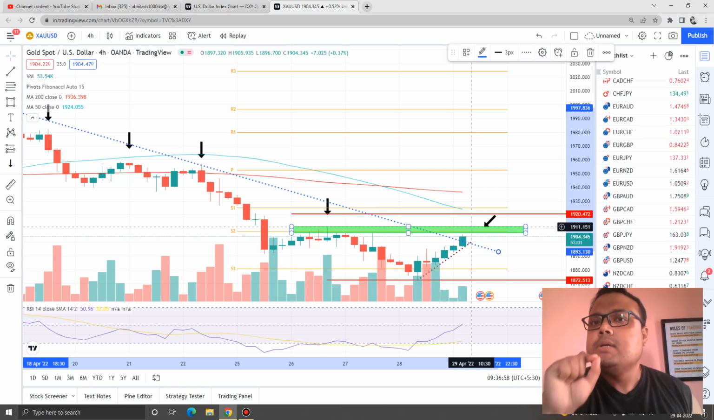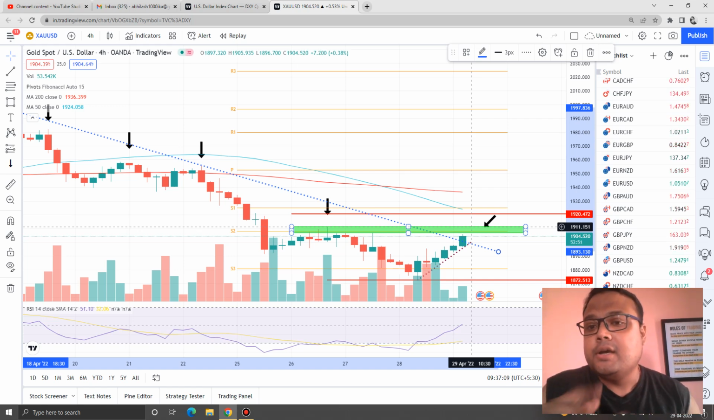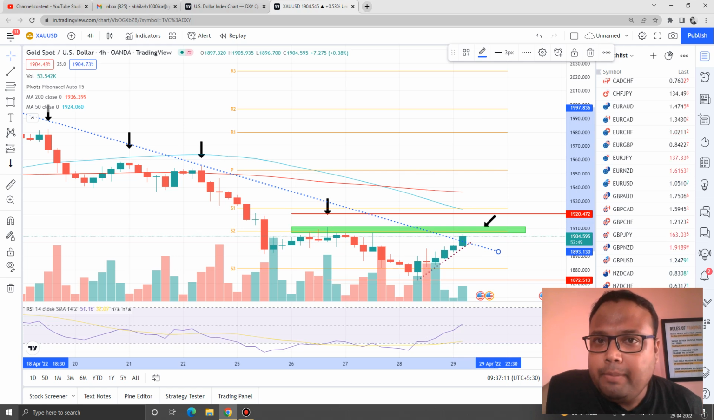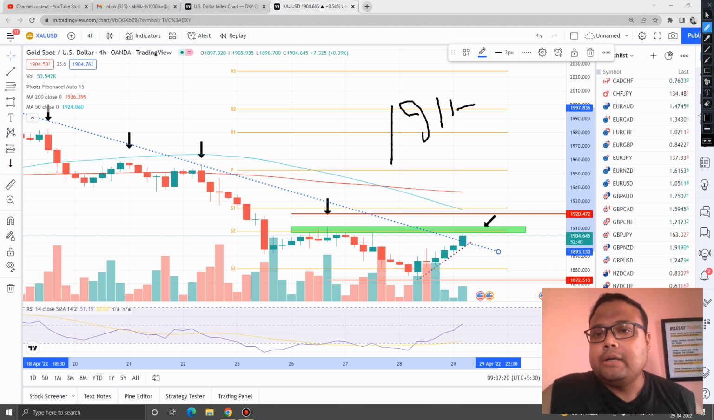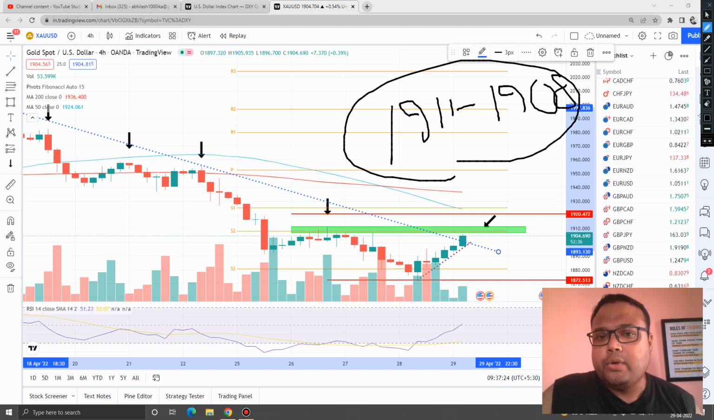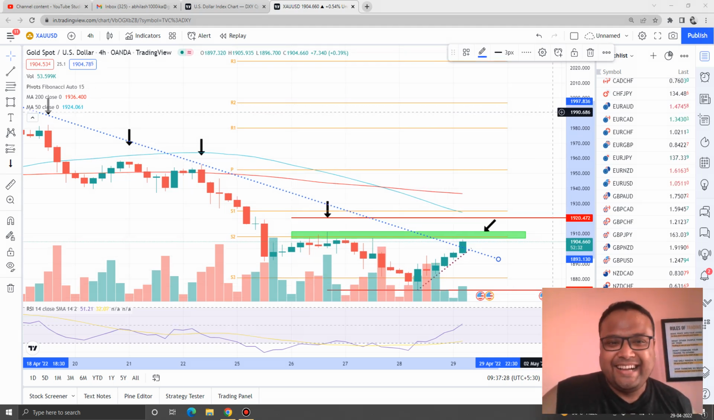After all, we must keep in mind that no level is permanent in the market, and trend lines are weaker in comparison to static support and resistances. So the market will probably be testing the previous resistance here, the previous swing high of 1911 to 1910 here, or 1908. This was the previous swing high, you can see. Again, listen to me carefully.